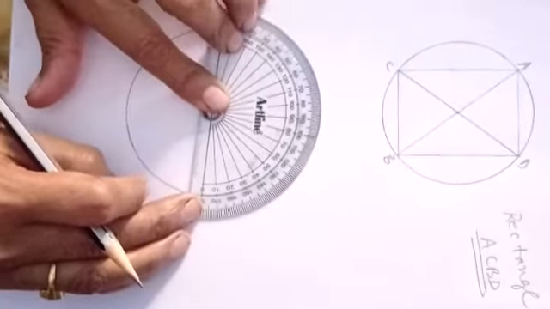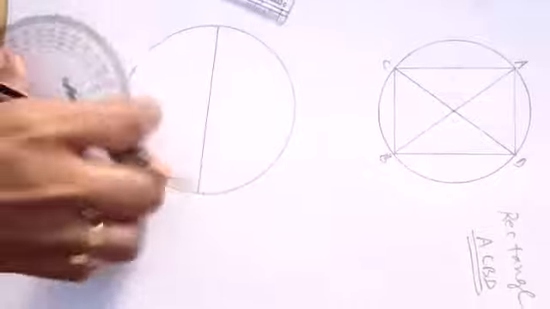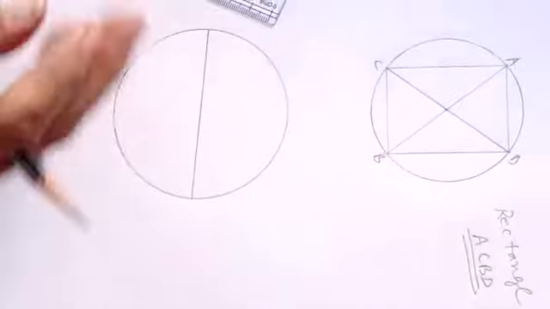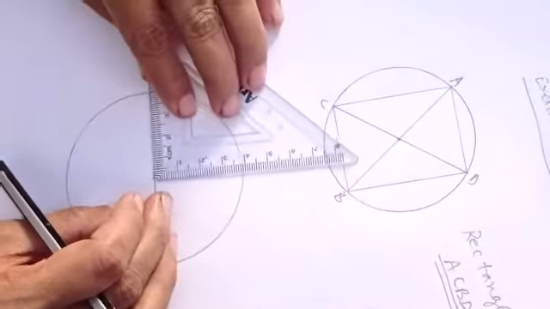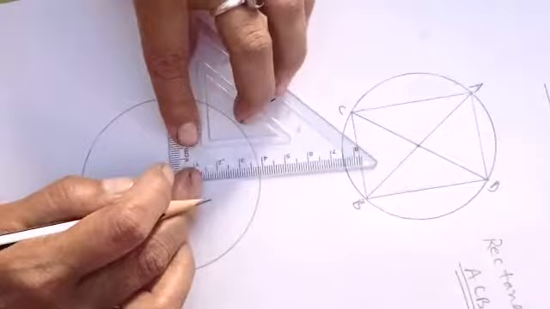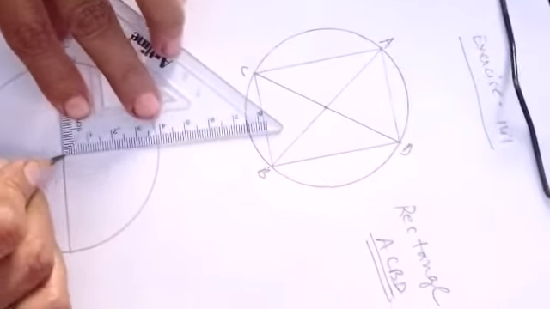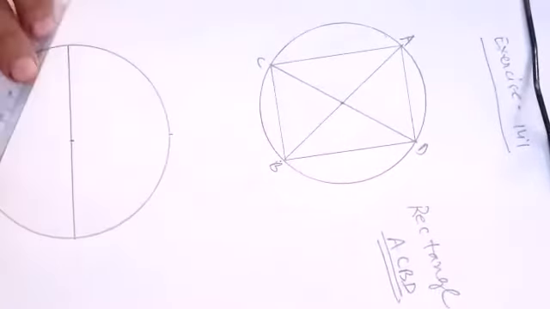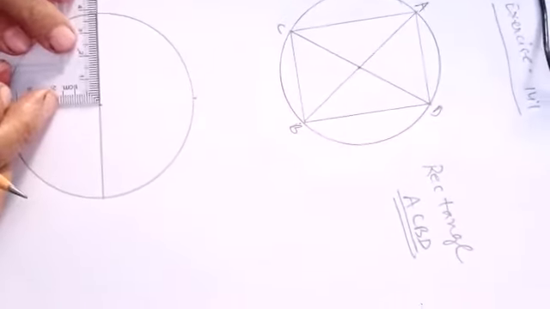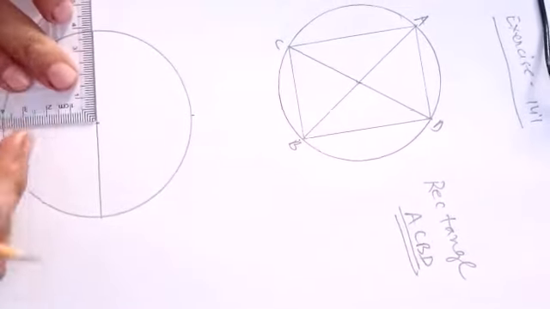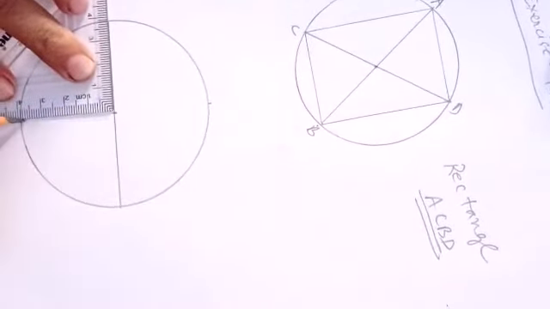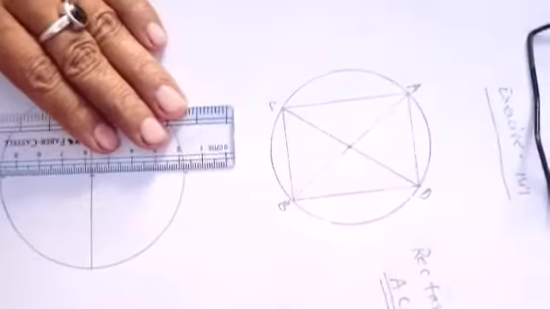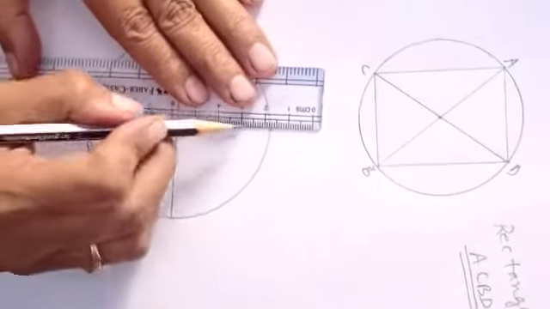So for that, I can use this set square also. I'm putting it here because this angle is 90 degrees, as we know. So if I set it here, yes, this is one point. Let's come to this side. There also I need a point to get the perpendicular. Here, yes, it will be here. Let's join these two points through the center.